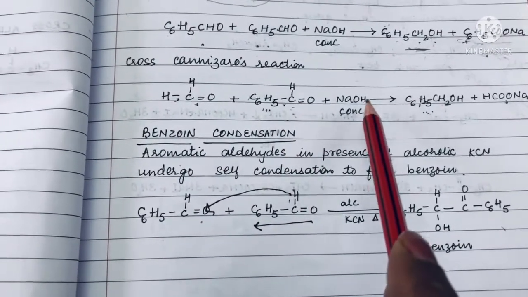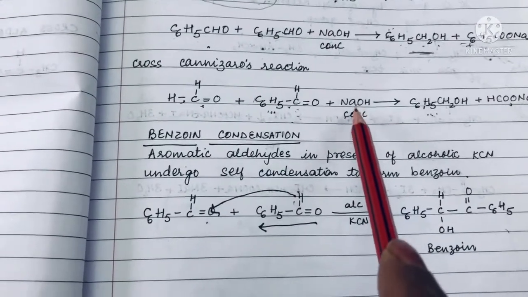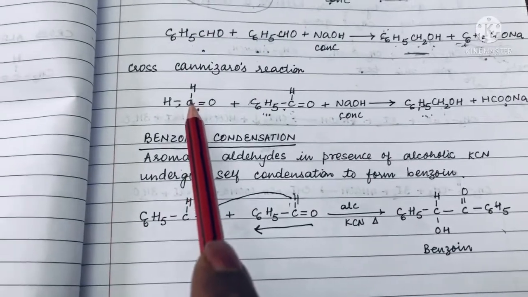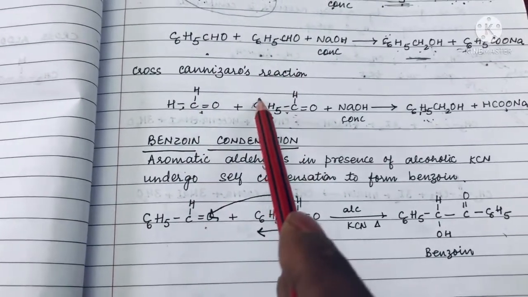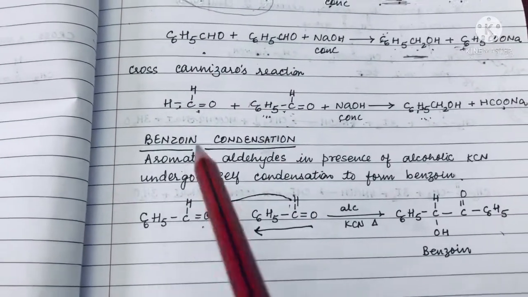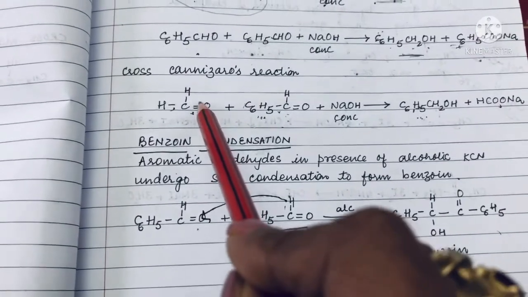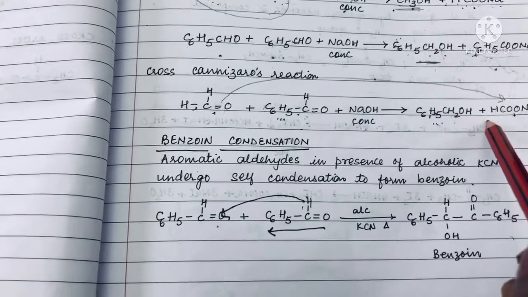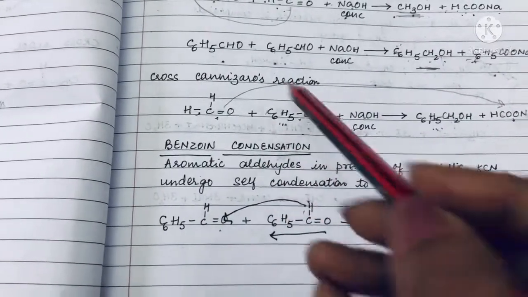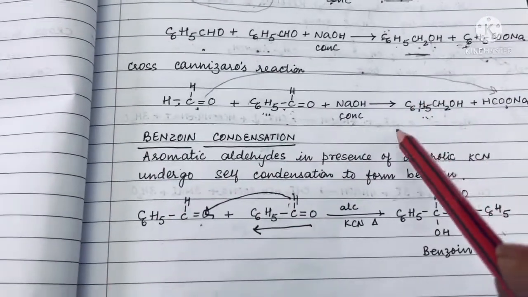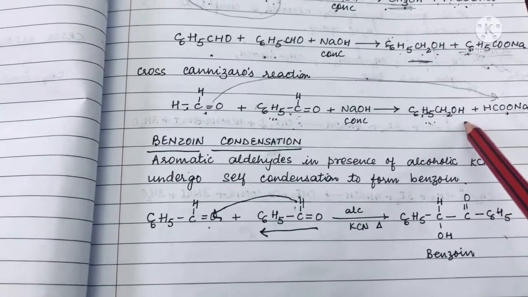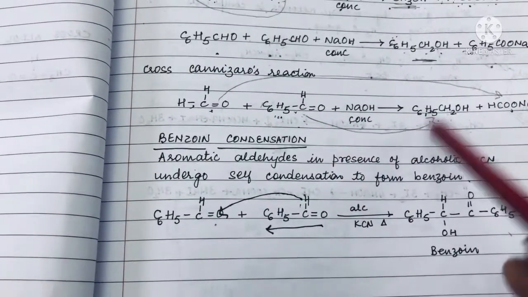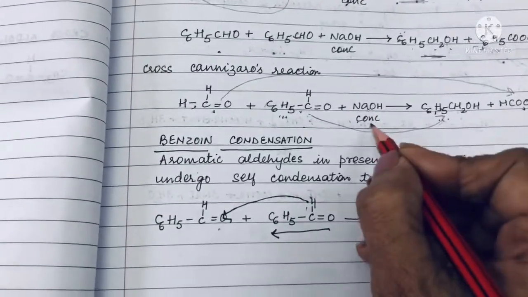If I look at cross Cannizzaro's reaction, that means one molecule of formaldehyde, one molecule of benzaldehyde, and concentrated NaOH. Very, very important that we write concentrated NaOH. So one molecule gets oxidized, the other gets reduced. So the formaldehyde gets oxidized into sodium formate. The larger alkyl group changes into an alcohol. So C6H5CH2OH is the alcohol. So this is getting reduced into an alcohol.